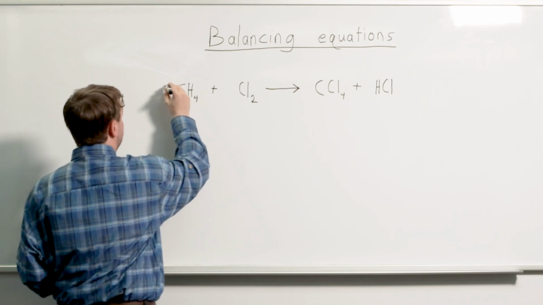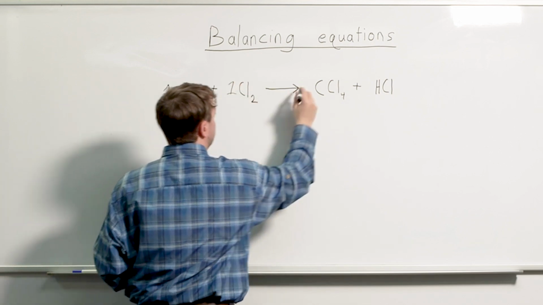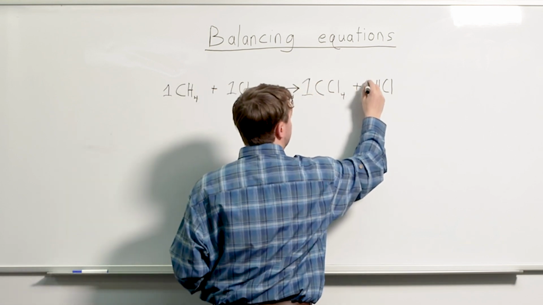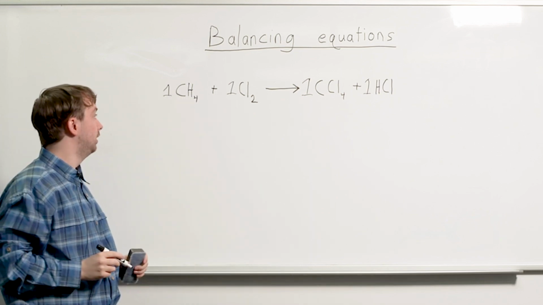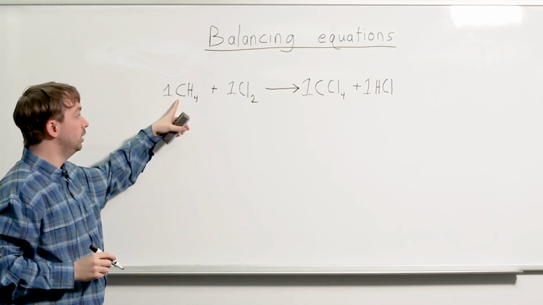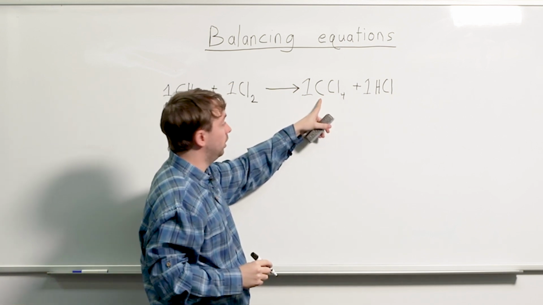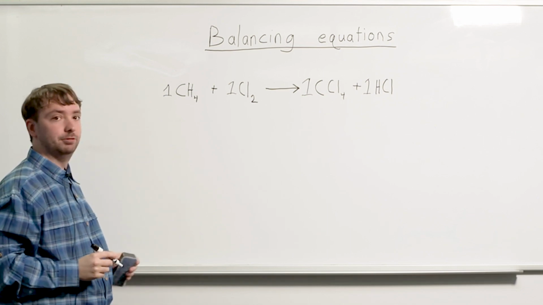So for each of these, I'm going to put in a 1 for now, which is not balanced, but we'll be balancing it as we go. So let's look at the carbon far left here. We have 1 carbon here. Well, let's see what we got on the right. We have also 1 carbon. So that's already balanced. We don't have to do anything.